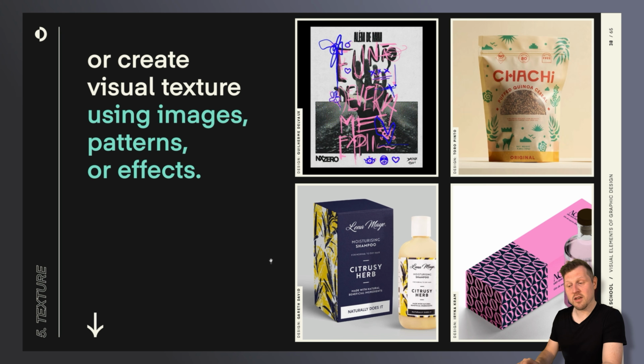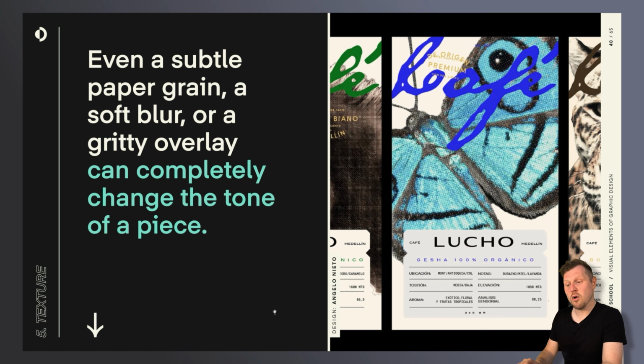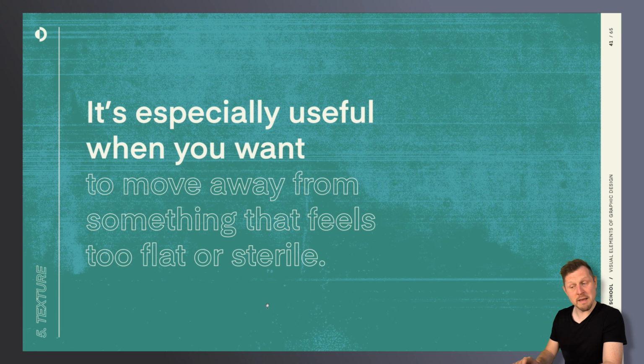Texture adds depth, contrast, and realism. It can make a design feel more human, more organic, or more dynamic. Even a subtle paper grain, or a soft blur, or a gritty overlay can completely change the tone of a piece. It's especially useful when you want to move away from something that feels too flat or sterile.